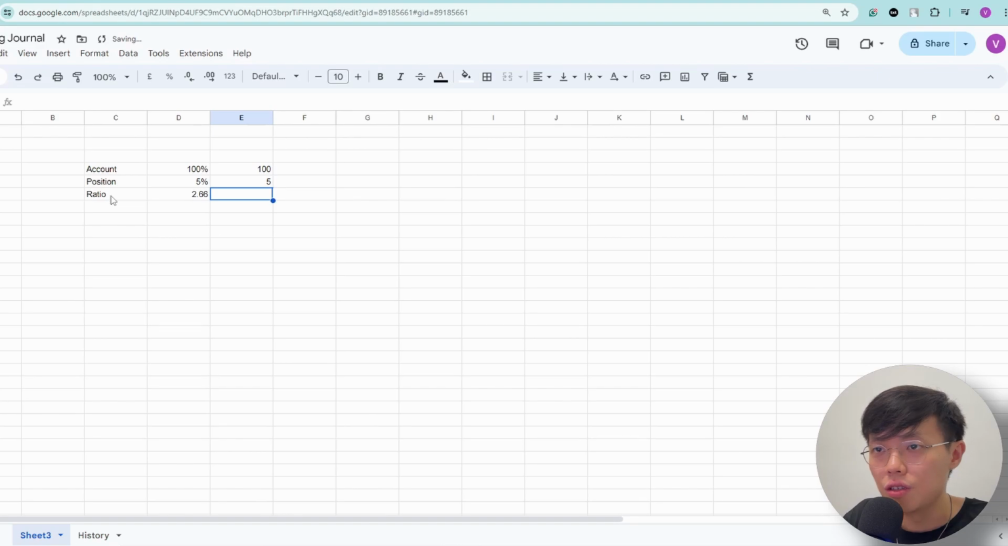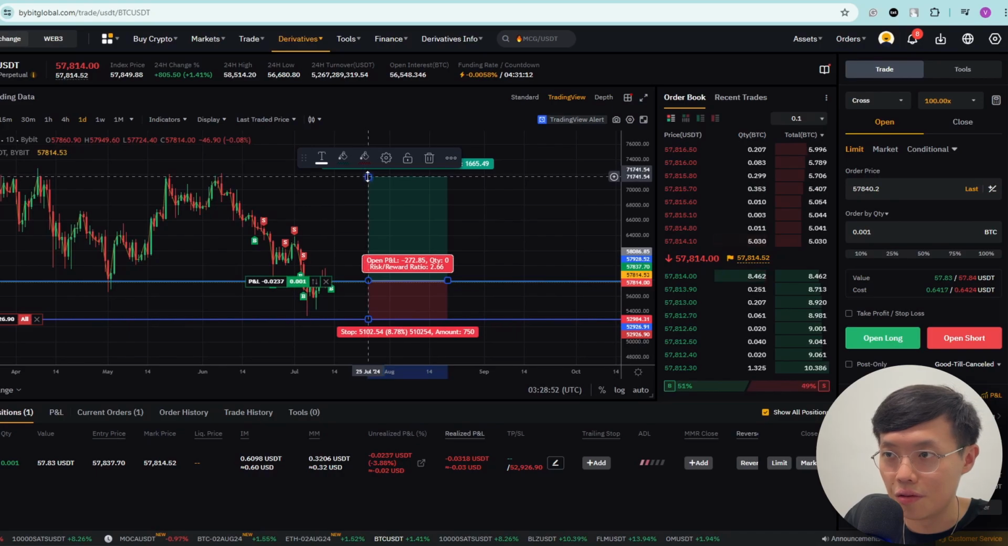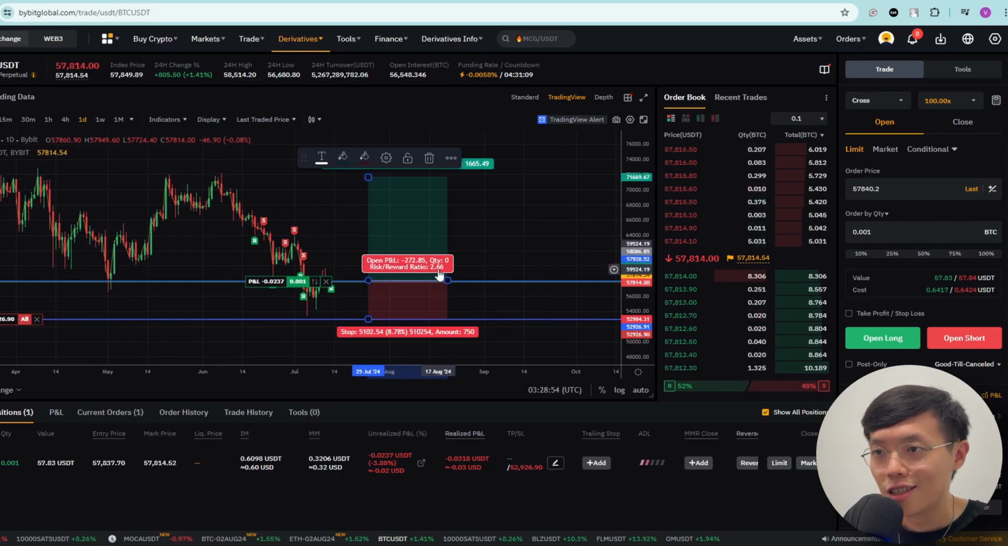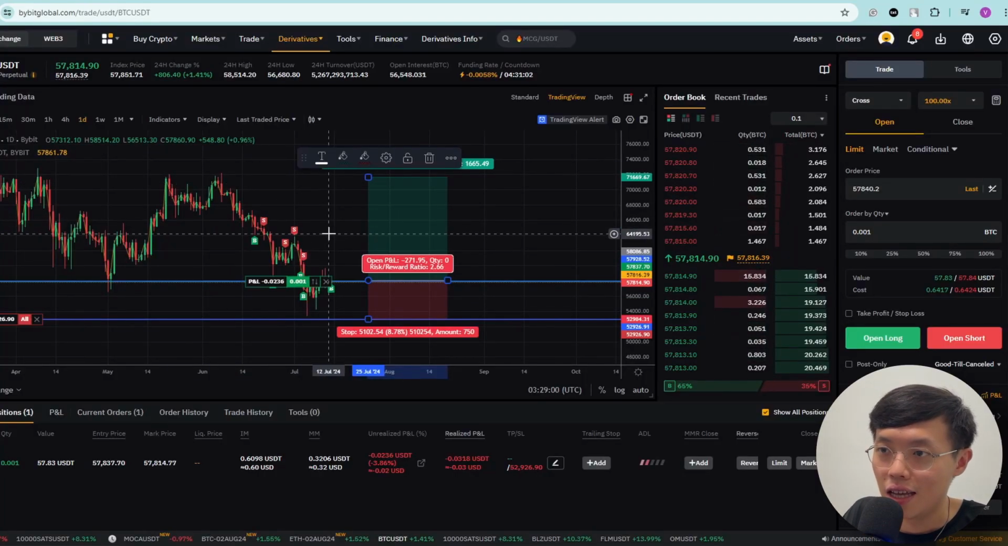So what you expect to earn is around 13 USDT, if the price goes up and hits your TP, which is your risk reward ratio of 2.66. This is where you earn 13 USDT. So this is how you trade perpetual: you want it to go up or you want it to go down.